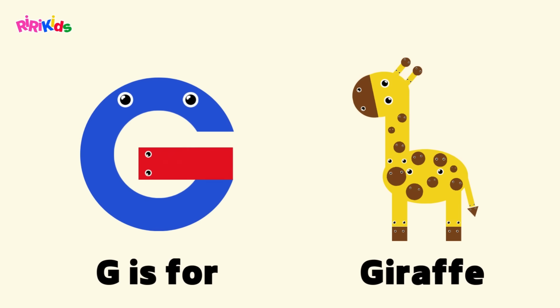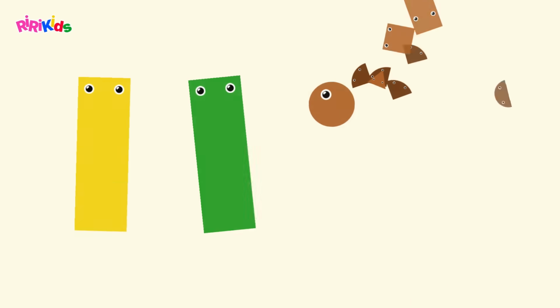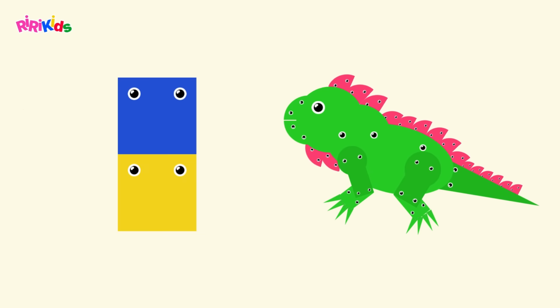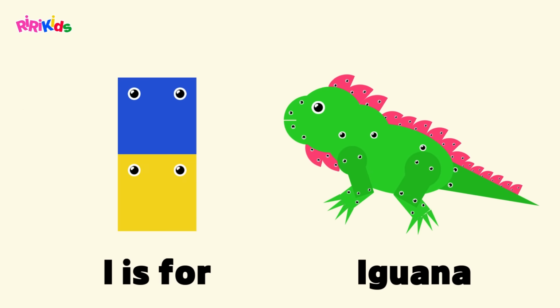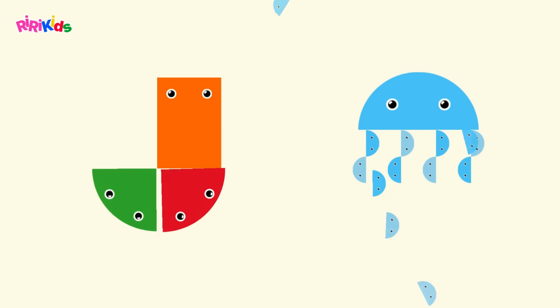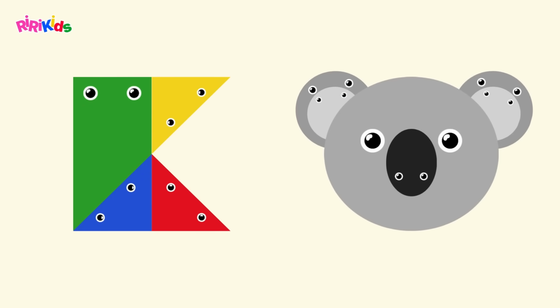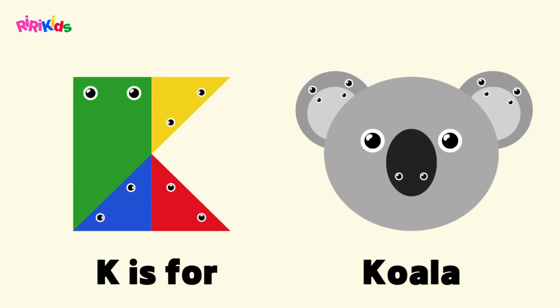G is for giraffe. H is for horse. I is for iguana. J is for jellyfish. K is for koala.